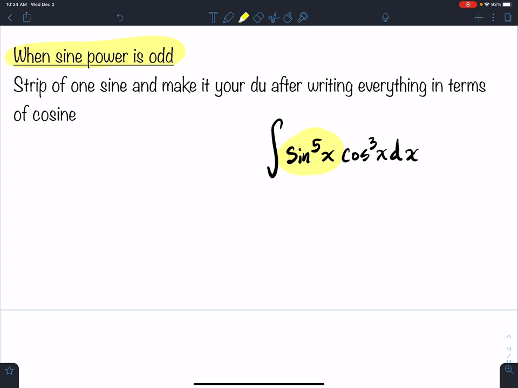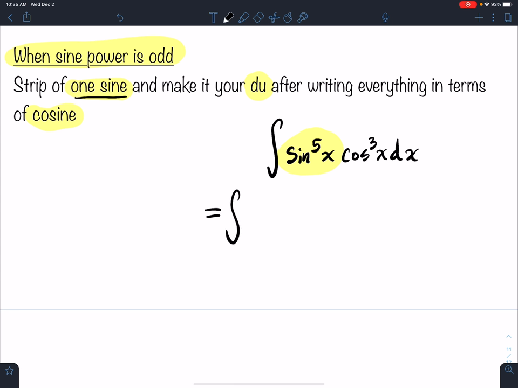So what do we do? We strip off one sine and make it the du after writing everything else in terms of cosine, okay? So what does that mean? If sine is your du, then cosine is your u. So we're writing everything else in terms of cosine once we strip off one sine. So let's strip off one sine, see what we get.